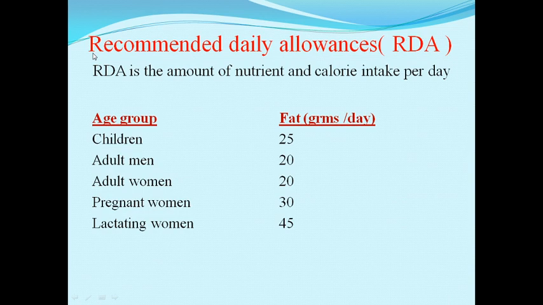Next, moving on to the recommended daily allowances, RDA. Recommended daily allowance is how much fats and oils are required by our body per day. Here you can see I have mentioned the RDA for different age groups. Children need 25 grams per day. Adult men and adult women need 20 grams of fats per day. Pregnant women need 30 grams per day. Lactating women need 45 grams per day.